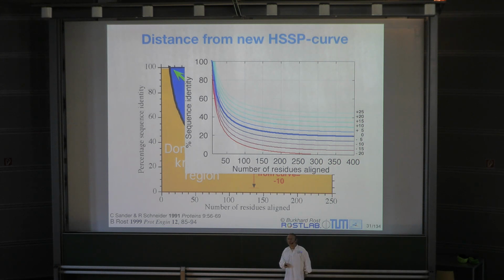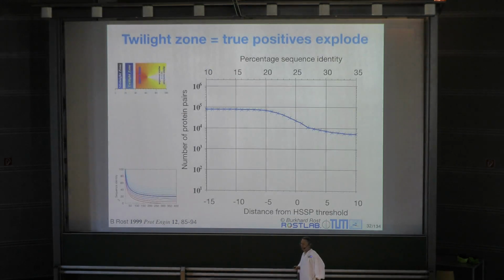Okay, and now I'm going to show you what these numbers look like in raw numbers intruding into the twilight zone. So in terms of sequence identity is what I showed you before, 35 to 10%. But in terms of this curve shift here, distance from this curve is plus 10 to minus 15. 0 is the curve. That is a logarithmic scale. That is the number of pairs of proteins that are similar in 3D structure. Okay?